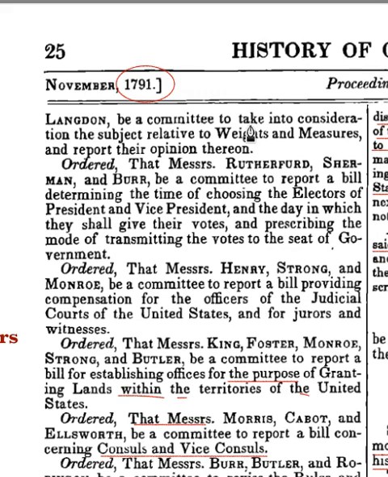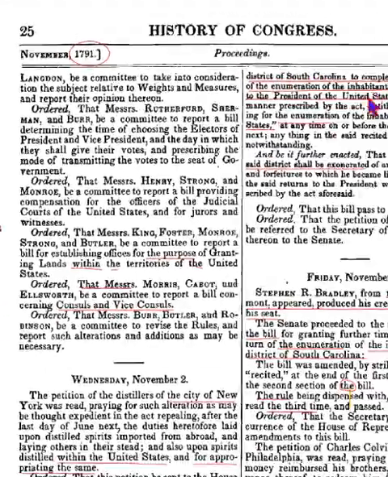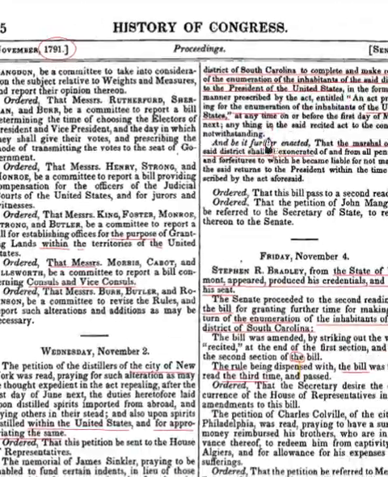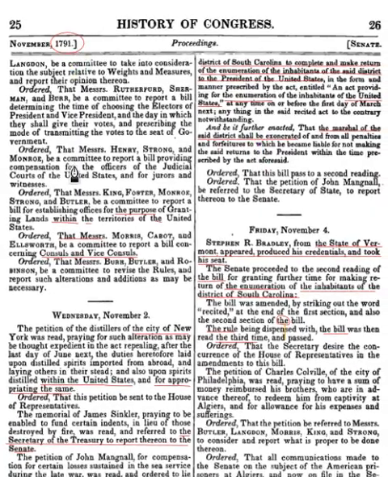Okay, so if you want to look at this document, again, memory.loc.gov, and search the word, I believe it was "oath," and you'll find this up at the top. It's Proceedings of the Senate, History of Congress, columns 25 and 26, 1791.